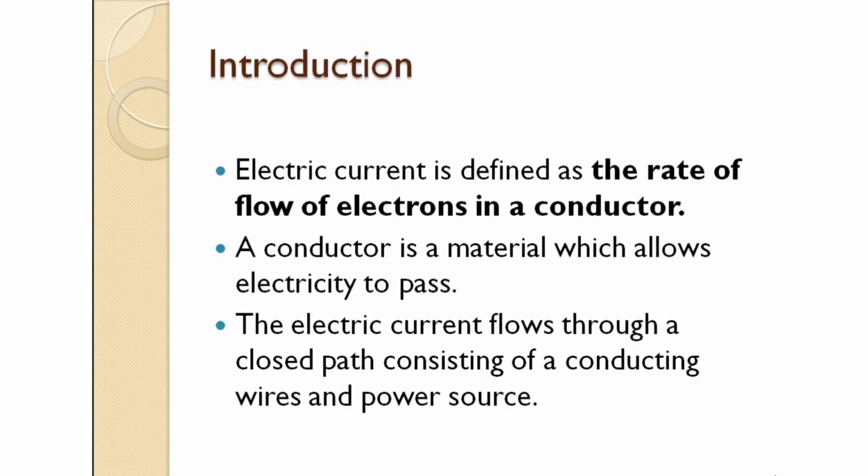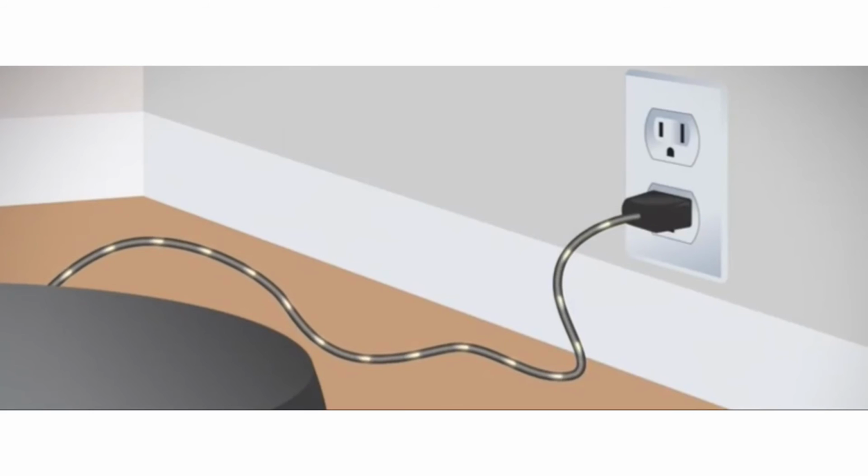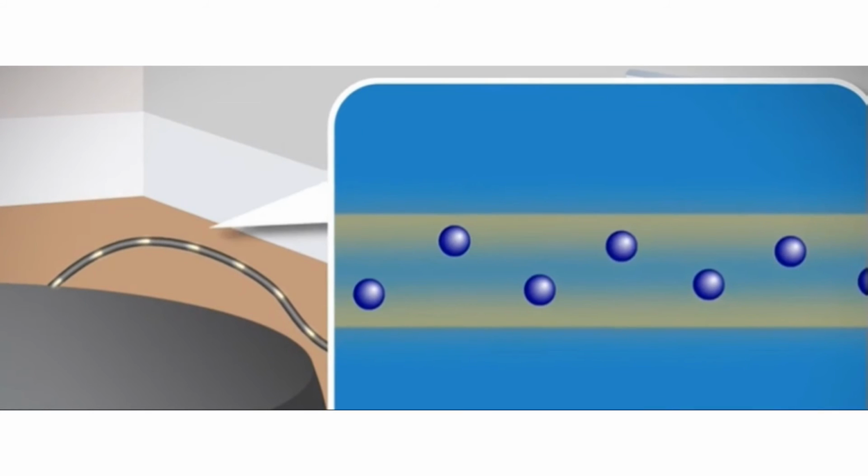So electric current is defined as the rate of flow of electrons in a conductor. Now what is a conductor? A conductor is any material that allows electricity to pass through it. And remember, electric current will only flow if we provide a closed path to it, that should predominantly consist of a conducting wire and a power source. Electric current is the rate of flow of electrons.